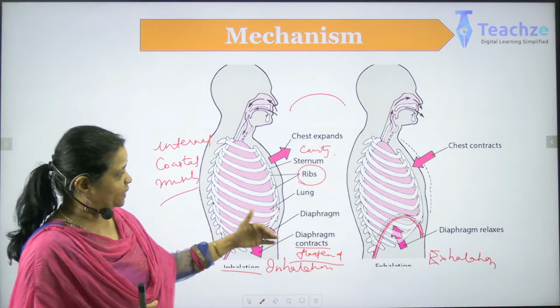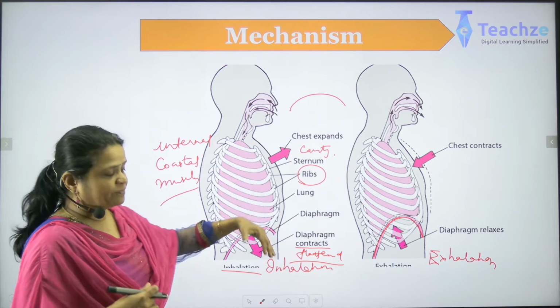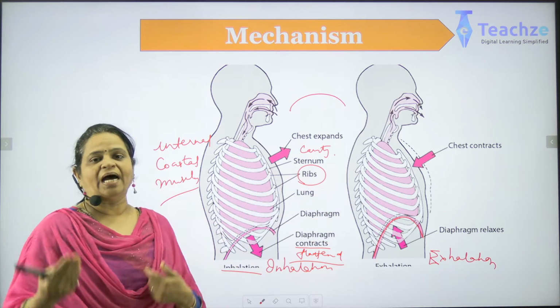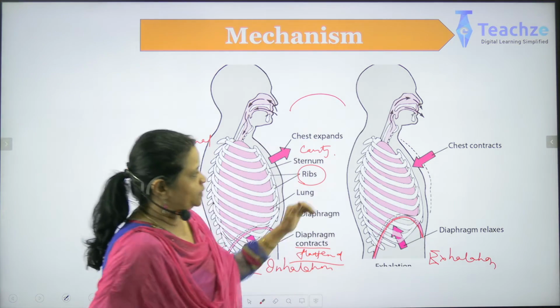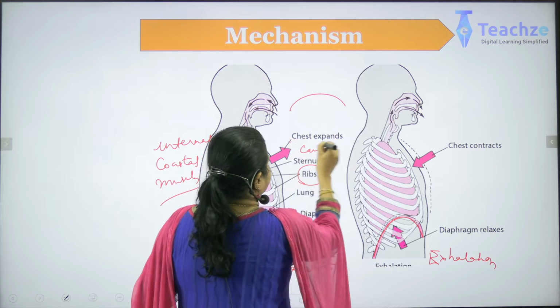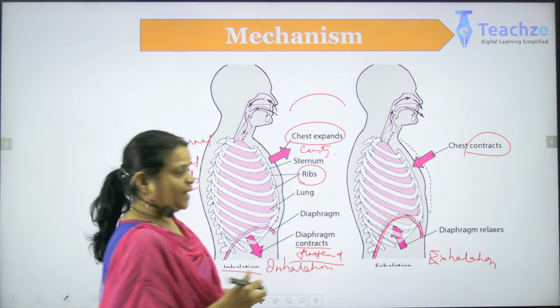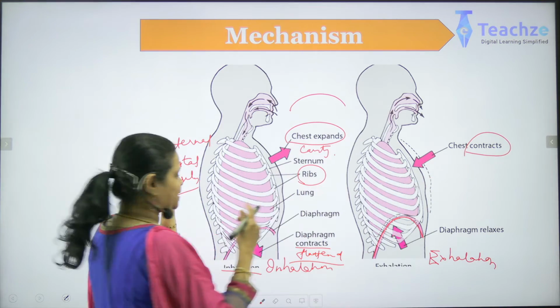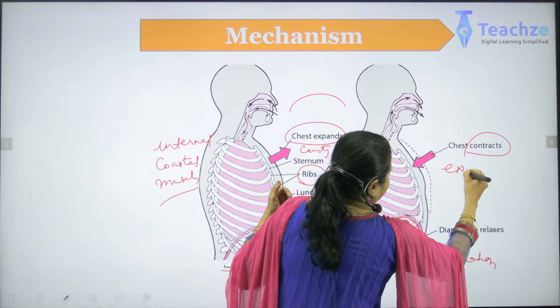Now what happens exactly in reverse when we take out air? The reverse has to happen. The diaphragm relaxes and it comes back to the normal position. You can see it here. Then the chest becomes smaller by contraction. Here it is expansion, here it is contraction. And for it to contract, you need the same costal muscles, but here we give the name external costal muscles.